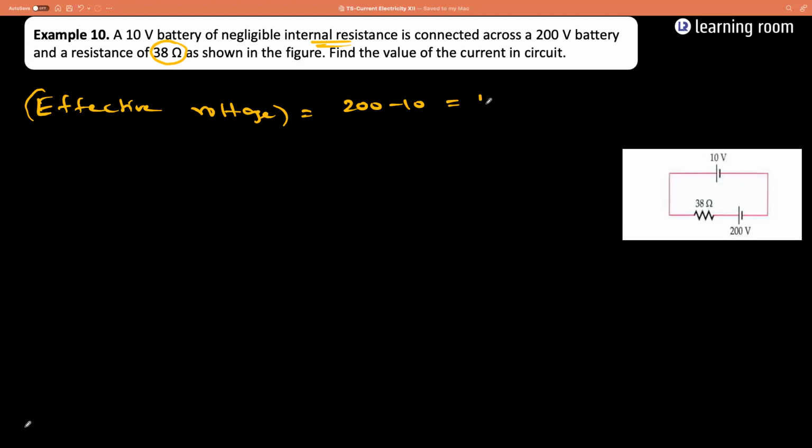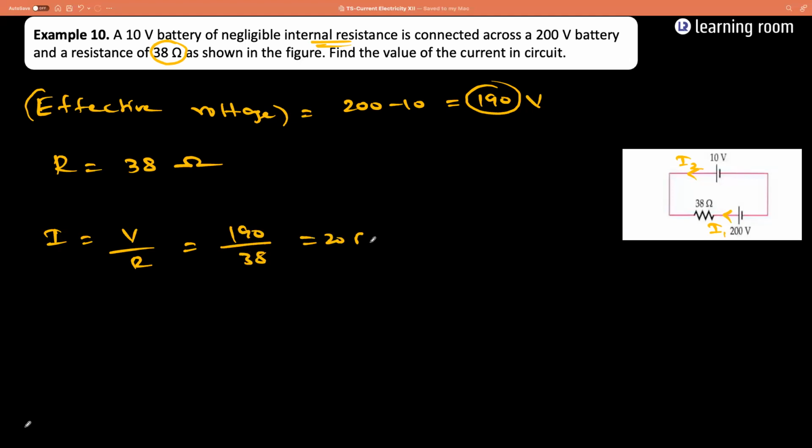Sir, because the positive is connected to the positive. Yes. So this one will supply, let's say, current I1. This will supply current I2. They both will get subtracted. That is why the effective voltage will be 190 volt, and resistance is going to be 38 ohm. Find the value of the current in the circuit. I is equal to V divided by R. So 190 divided by 38, which is going to be 20 ampere. Correct? I think, 380 by 19 is 20. 190 by 38 should be 5 ampere.